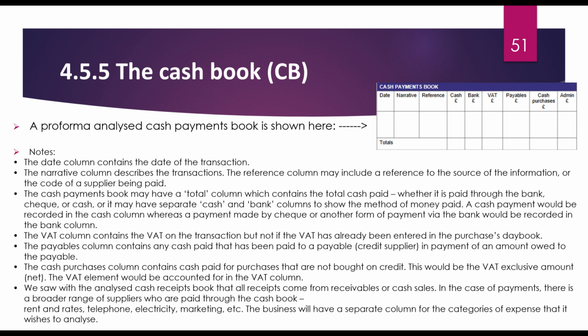We saw with the analyzed cash receipts book that all receipts come from receivables or cash sales. In the case of payments, there is a broader range of suppliers who are paid through the cash book: rent and rates, telephone, electricity, marketing, etc. The business will have a separate column for the categories of expense that it wishes to analyze.